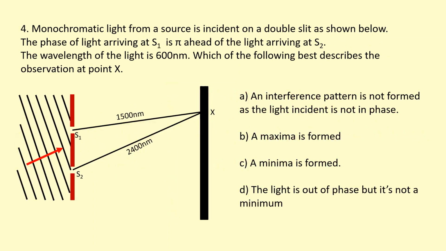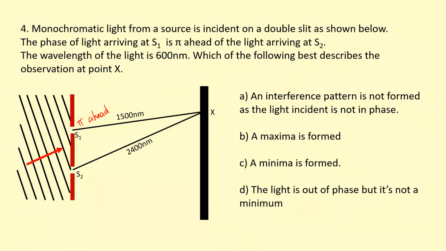Okay, in this question, we've got monochromatic light from a source incident on a double slit as shown below. The phase of the light arriving at slit S1 is pi ahead of the light arriving at S2. Okay, so this is pi ahead, and that's because it's being directed at an angle. The wavelength of the light is 600 nanometers. Which of the following best describes the observation at point X?